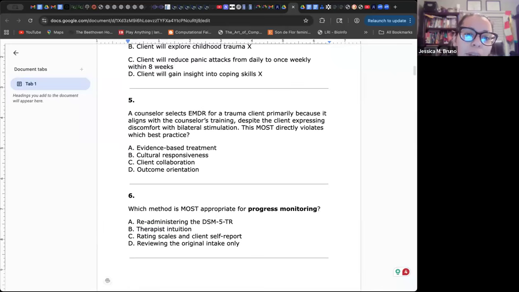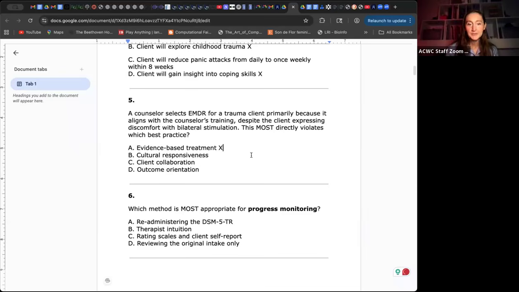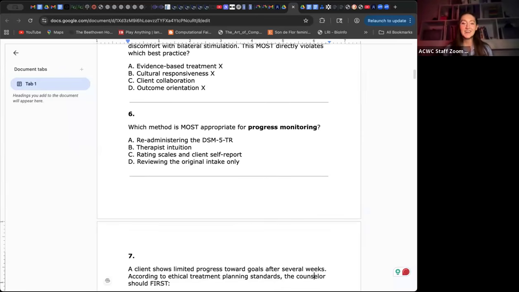Counselor selects EMDR for trauma client primarily because it aligns with the counselor's training, despite the client expressing discomfort with bilateral stimulation. This most directly violates which best practice? I'm gonna eliminate A, B, and D, and I'm gonna pick C. Absolutely. You would be completely right. All right, thank you.